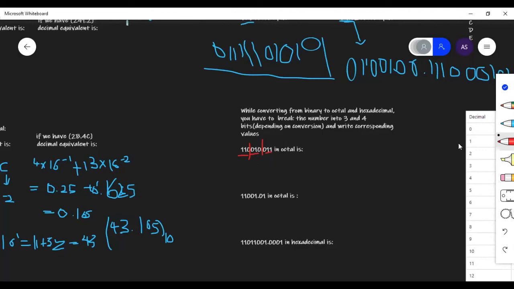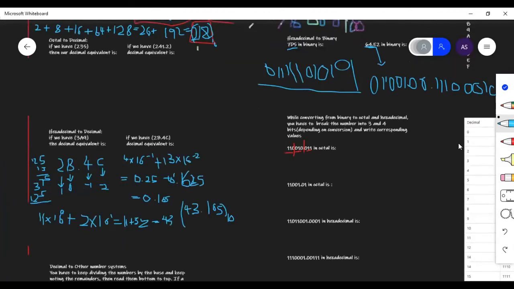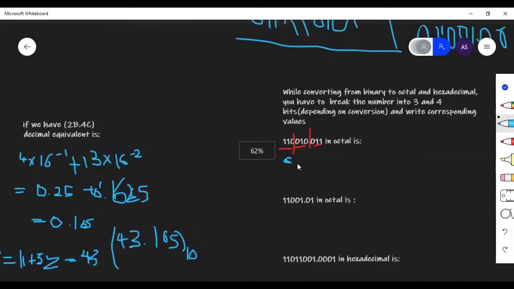I'll just zoom out and see the table. Okay, I have the table open in front of me. So, 110 is 6. So 6. Then 0, 1, 0 is 2. And 0, 1, 1 is 3. 623 is the representation of this.